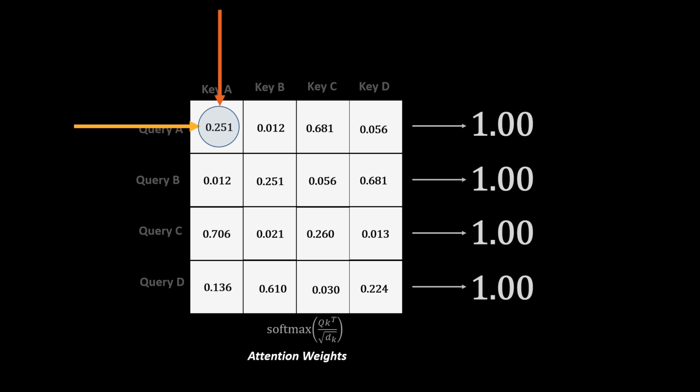For example, here token A assigns 25% importance to itself, 1% to token B, 68% to token K, 5% to token D. This tells us how much token A attends to each token. Similarly, token C here assigned 26% to itself, 1% to token D, and so on. In this way, we can interpret the attention weights.